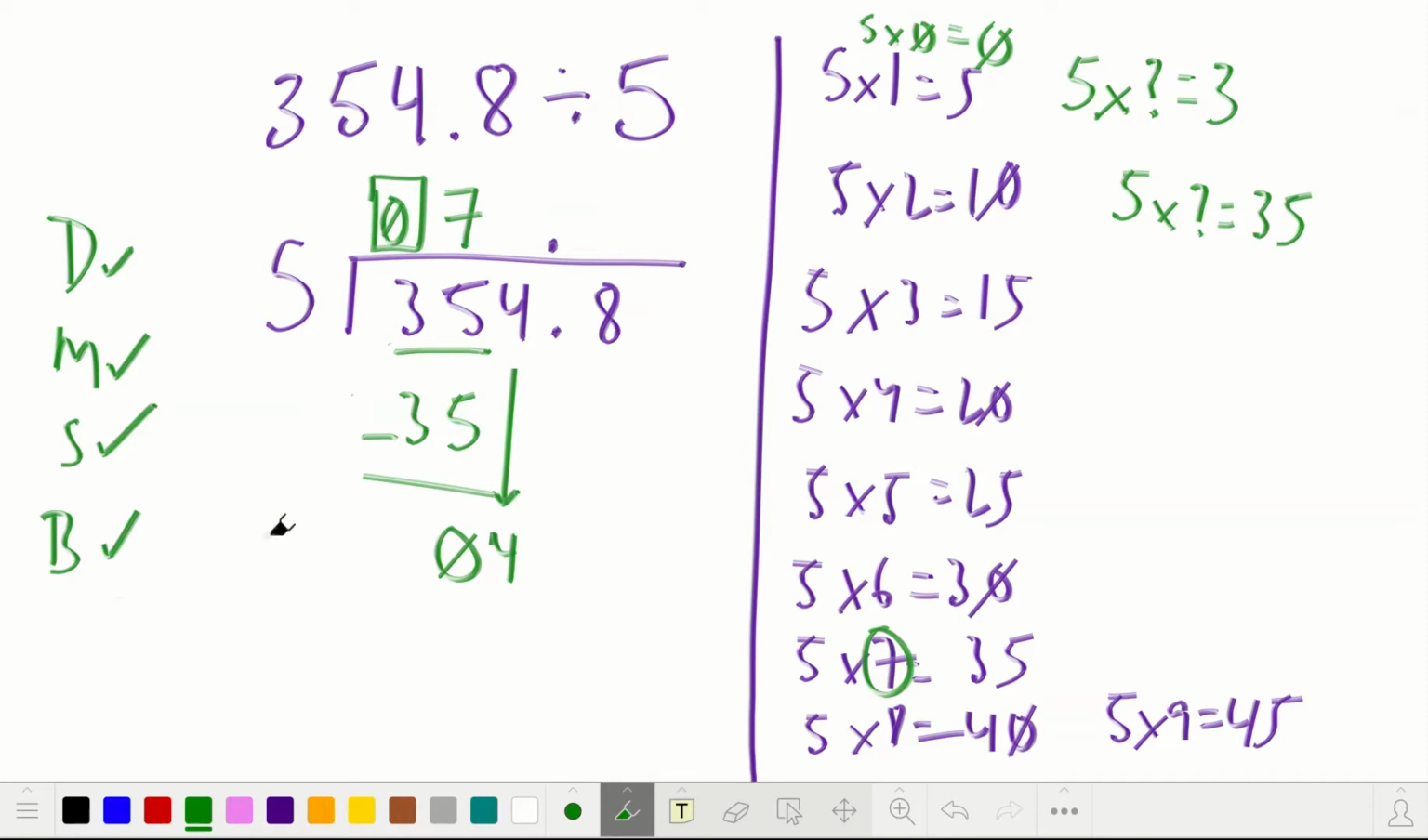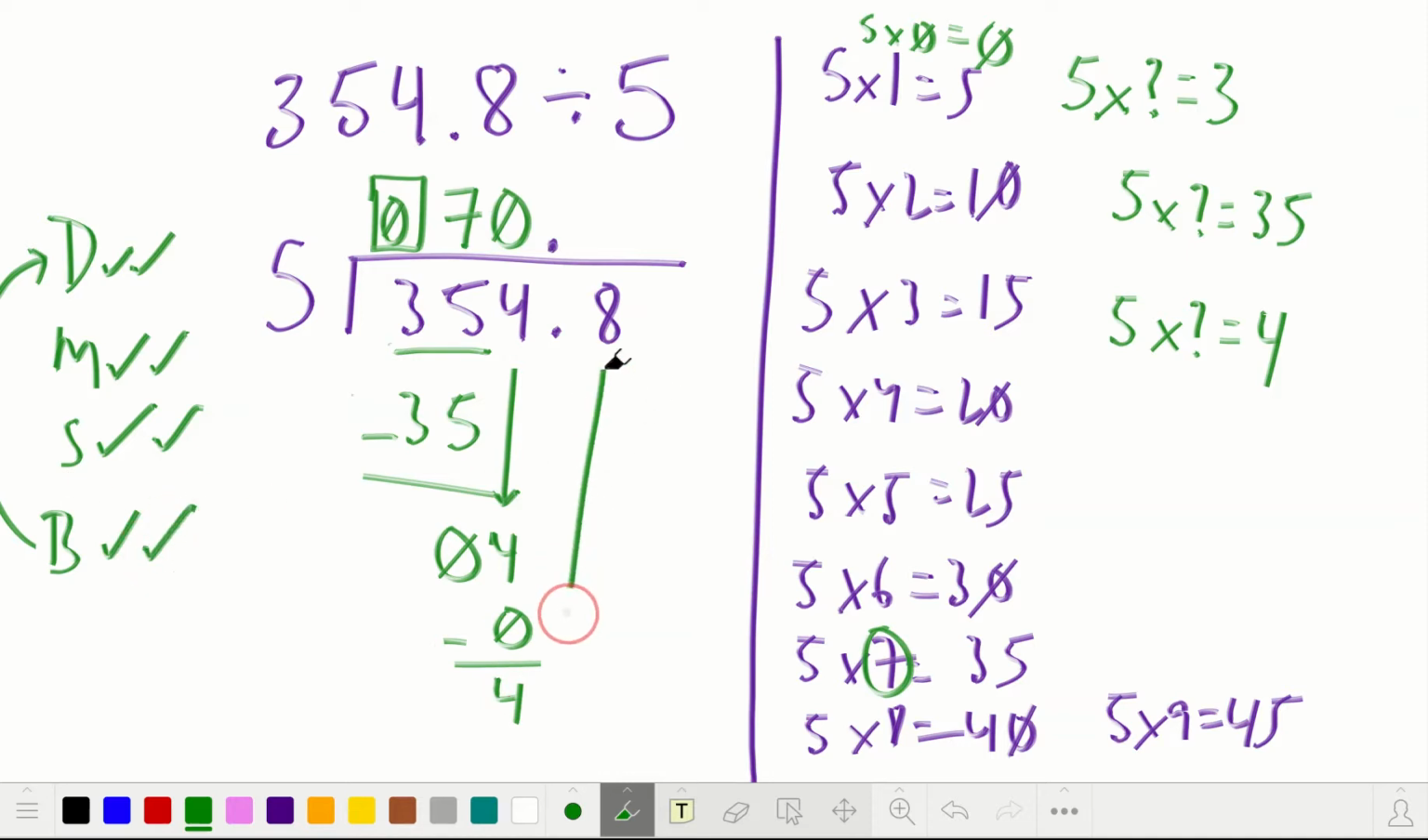So now that we're done with the bring down, we're going to go all the way back up here and divide again. So once again, we're going to think, 5 times what number is going to give me 4? Once again, the closest we can get is 5, but that would be busting. So we have to do another 0. So we're going to put a 0 up here. And this time, I'm actually going to go through the steps. After we divide, we're going to multiply. 0 times 5 is 0. Then we're going to subtract. 4 take away 0 is 4. And then we're going to bring down this 8 all the way down.